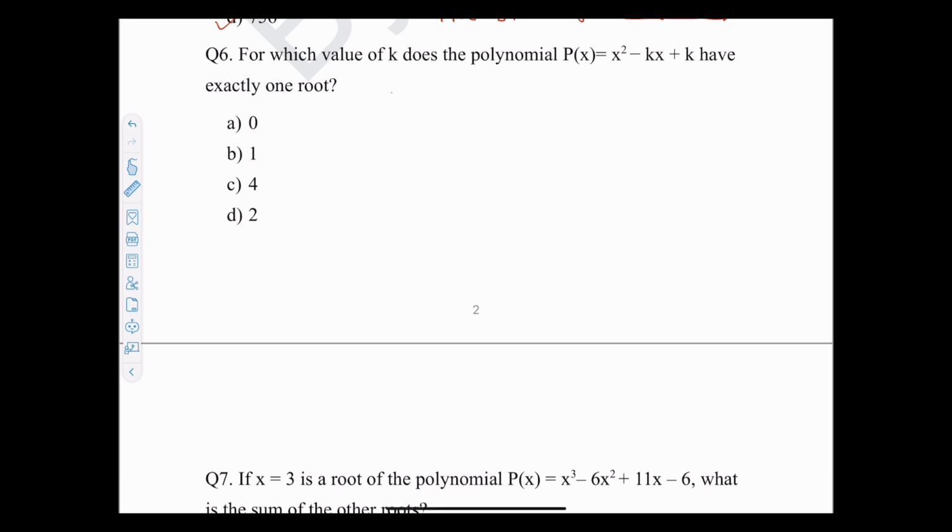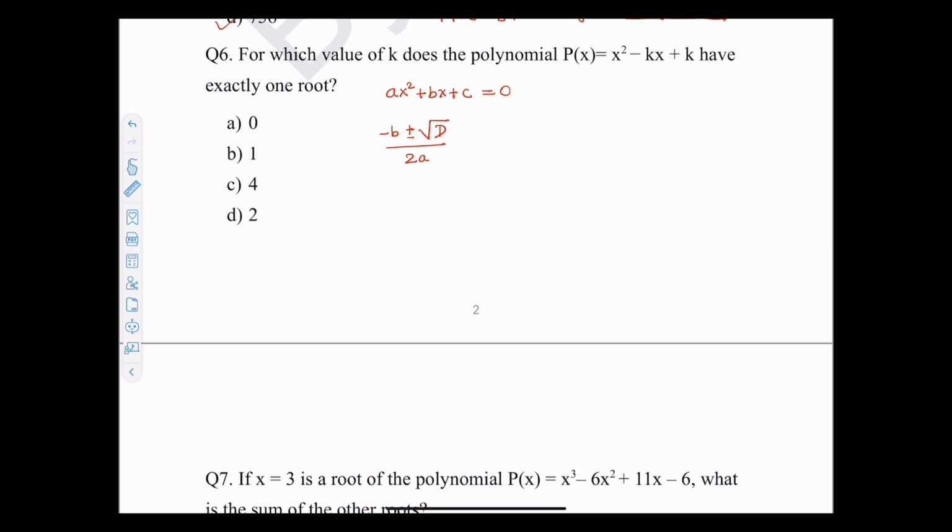If our quadratic equation is of the form ax squared plus bx plus c equals 0, then the roots of that quadratic equation are given by minus b plus minus square root of the discriminant, divided by 2 multiplied with a. So we are getting two roots, isn't it? Plus and minus. But in this question, they are saying that we need exactly one root. How do we ensure that there is exactly one root? Because there has to be two roots according to the formula.